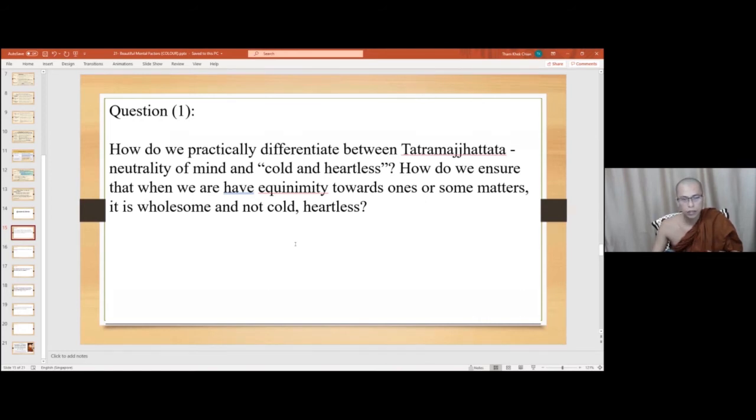And sometimes, if we have something to share but we don't share it because our mind is in the condition of cold and heartlessness, at that time we don't give. So the two of them are different, Tatramajjhattata and the cold and heartless condition. The easy way is just to be aware whether the condition is a lack of kindness and compassion. If it is due to the lack of kindness, that may be cold and heartless, not Tatramajjhattata.